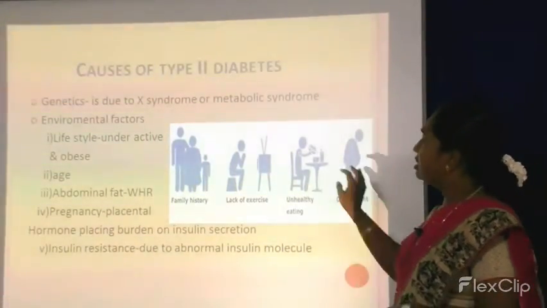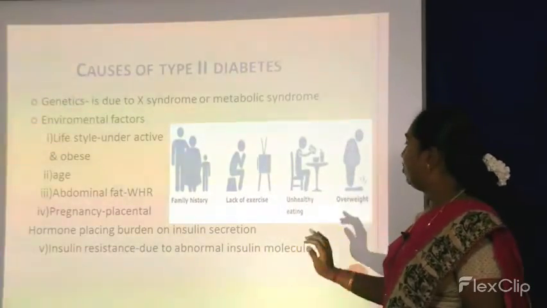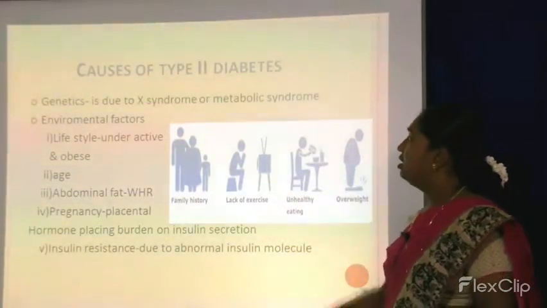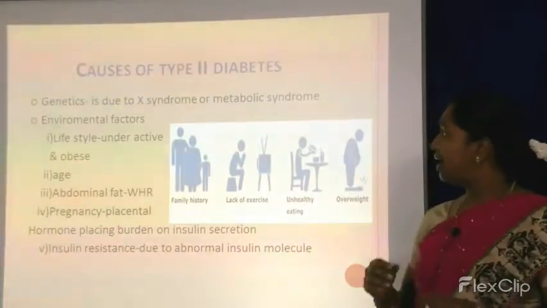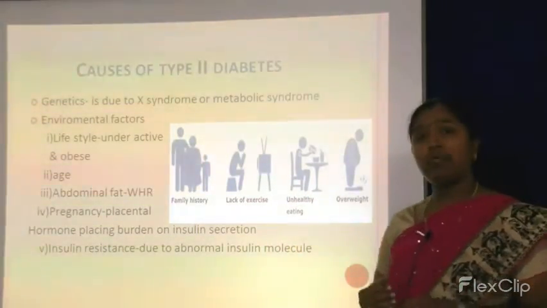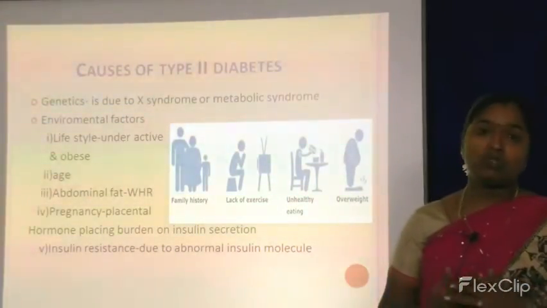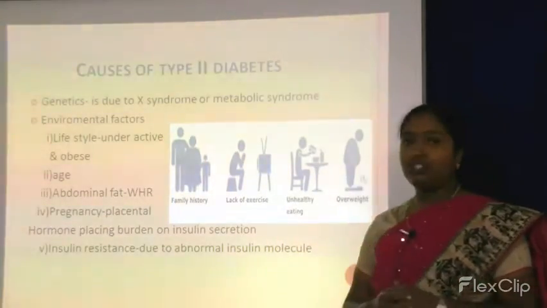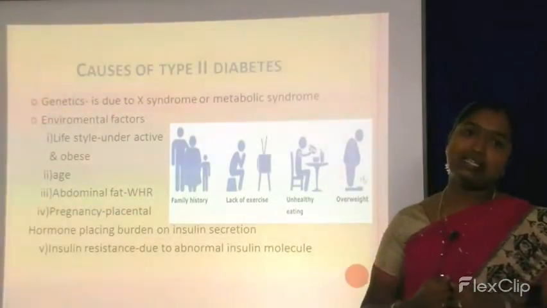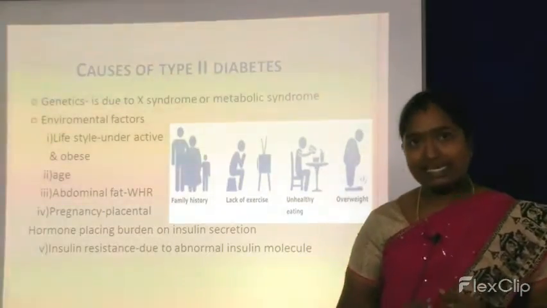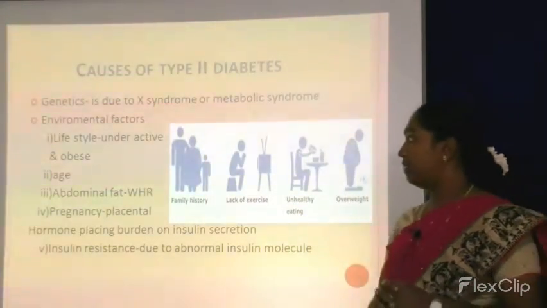Environmental factors, you can see in this picture: maybe family history, lack of exercise, unhealthy eating and overeating. So lifestyle, being underactive and obese. Age: it can occur in adulthood or old age. Abdominal fat plays an important role, whereas the WHR is nothing but the waist-to-hip ratio. That is, an increased waist-to-hip ratio can lead to type 2 diabetes.